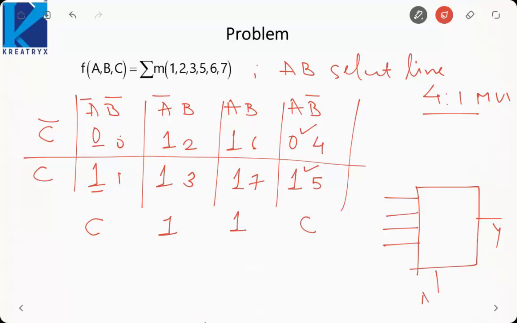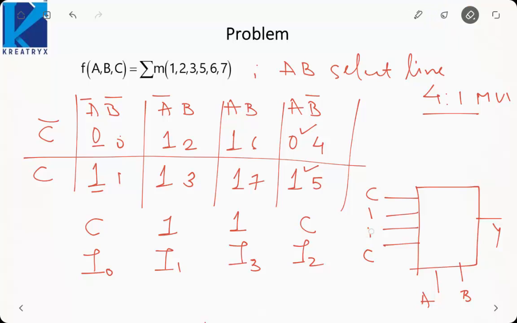We know select lines will be AB. So A bar B bar means I naught. I naught is equal to C. I1 is equal to 1. This is I naught, I1. This was equal to, sorry, I3 and I2. So this will be equal to C, and this will be equal to 1. So I naught, I1, I3 and I2. I just written them in gray code fashion or the K-map fashion. So that is why these were shuffled up.